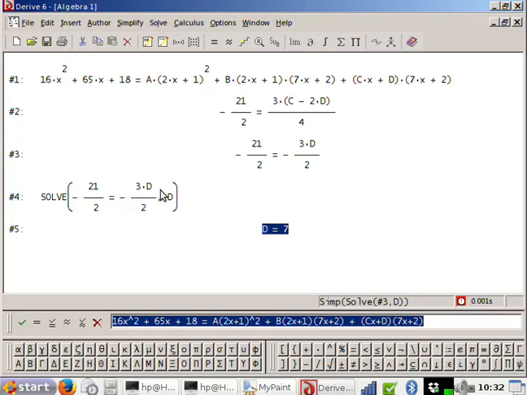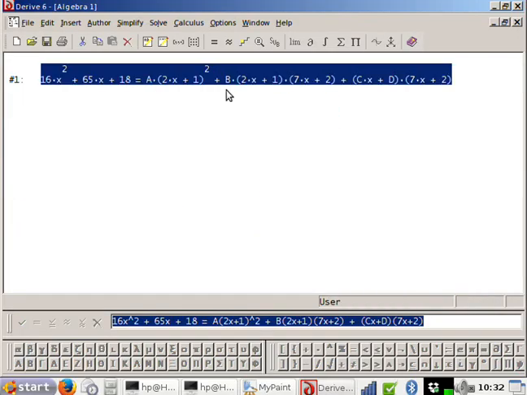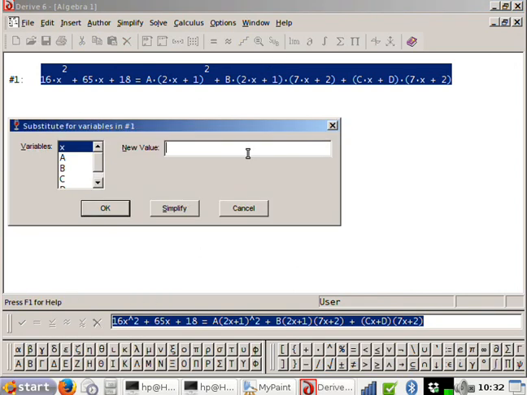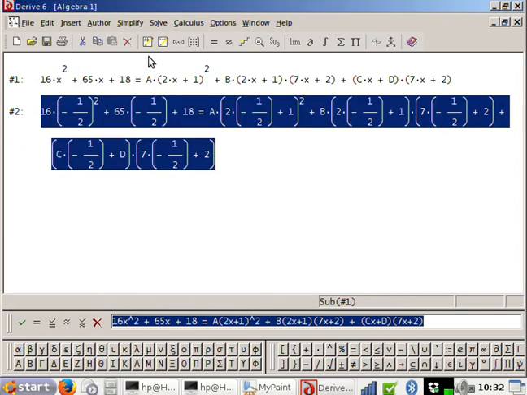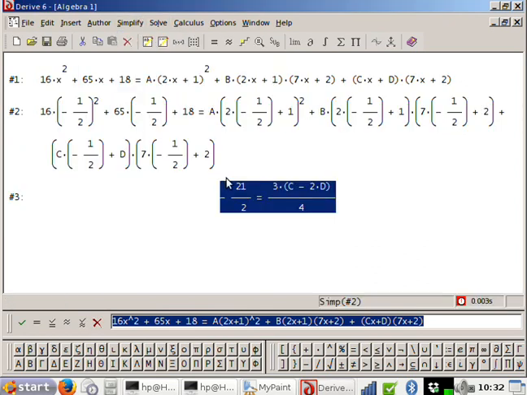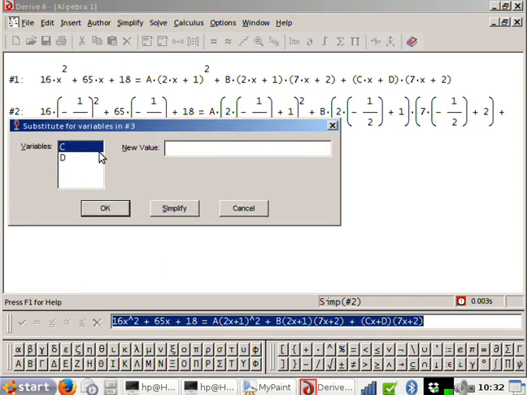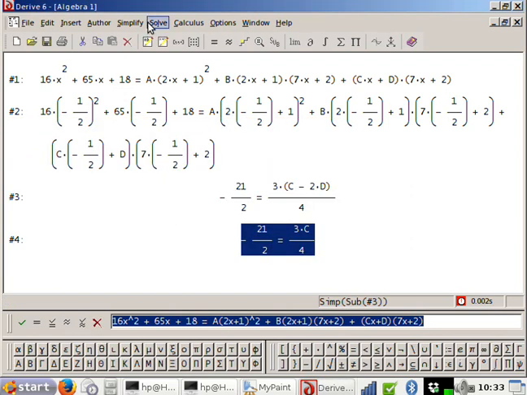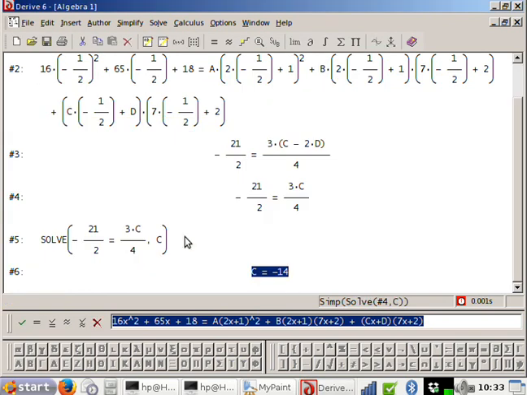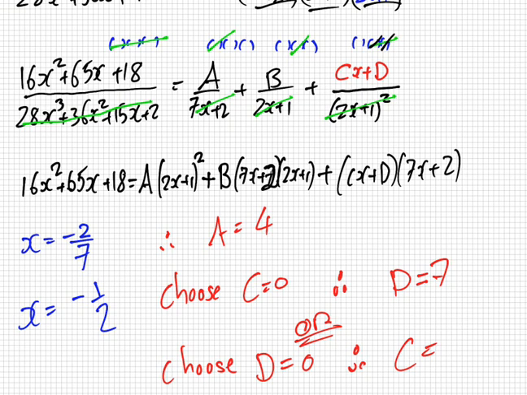So if I go back here, again I repeat the process. X is minus a half. Oops, that's ugly. Simplify. And this time I choose the D to be 0. So this time D is 0. And then what do I get for C? I get C is minus 14 when I solve it. So if I choose D as 0, then C would have to be minus 14. So now I have 2 answers.